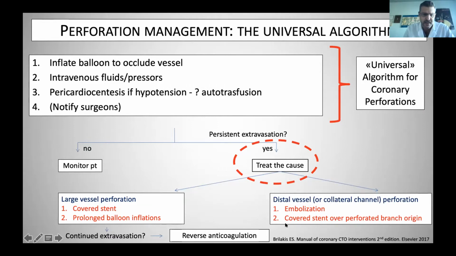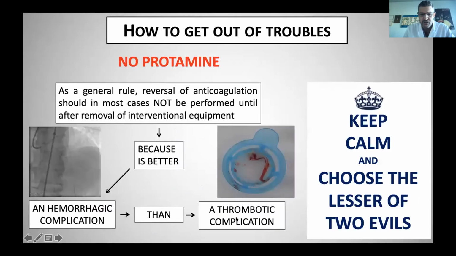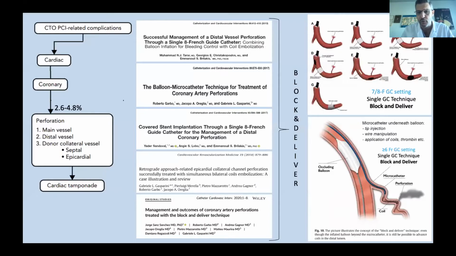As I underlined, reversal of anticoagulation should be the last step, because as a general rule, protamine should not be given until removal of the interventional equipment. It's better to have a hemorrhagic complication, which could be solved by performing an urgent pericardiocentesis, than a thrombotic complication, especially in the donor vessel, which could be catastrophic. So keep calm and choose the lesser of two evils. No protamine until the end, until you remove all the gear.